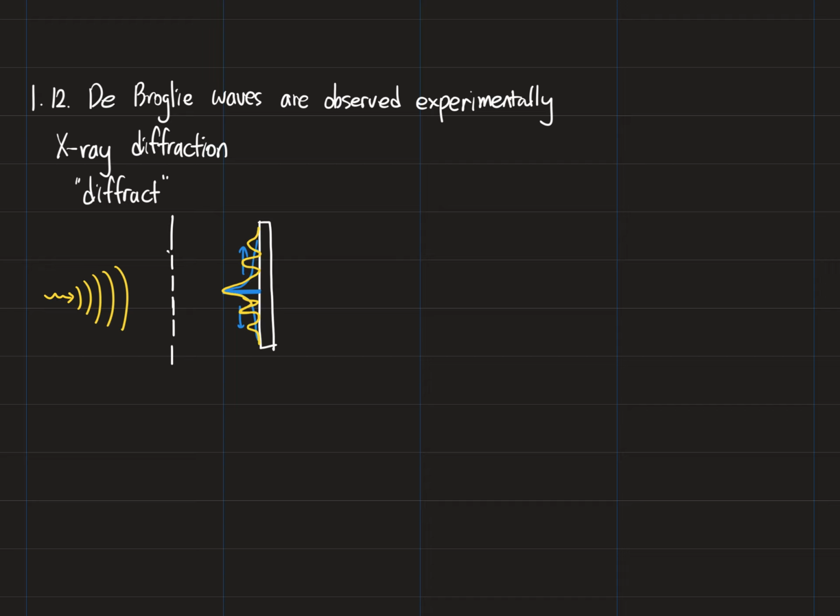The reason why we observe this bright region and dark region is the result of a constructive and destructive interference pattern. So scientists had long used this technique with X-rays, which are a form of electromagnetic radiation, by passing them through a crystalline solid.